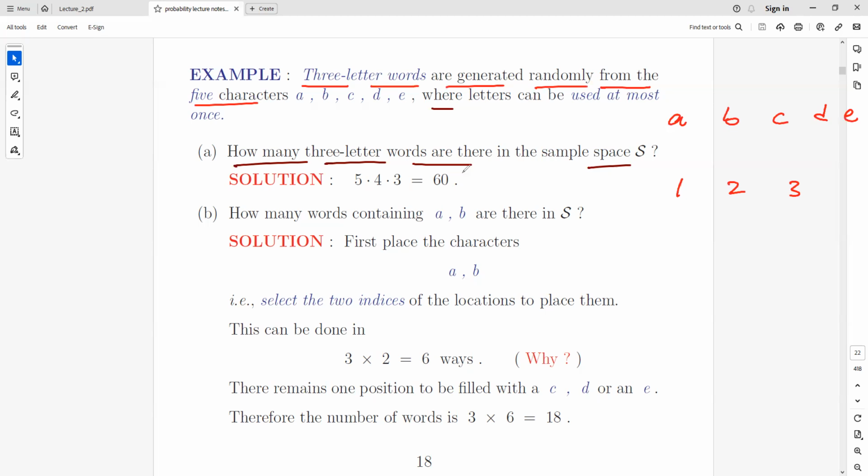So for the three-letter word, we have five letters, therefore the choice for the first letter is five. Then the choice for the second letter is four, and then the choice for the third letter is three. Therefore the possibilities, that is, my sample space, is 60. So we can generate 60 three-letter words from these five alphabets.